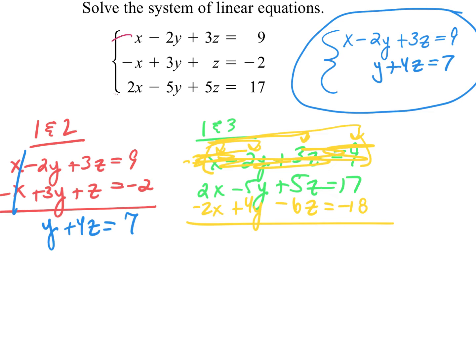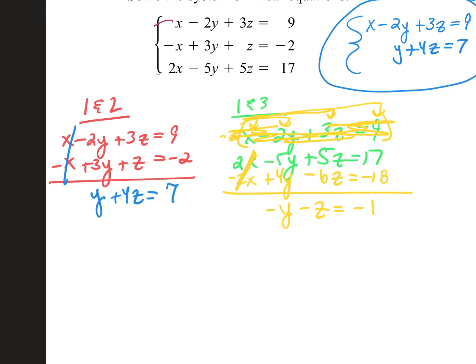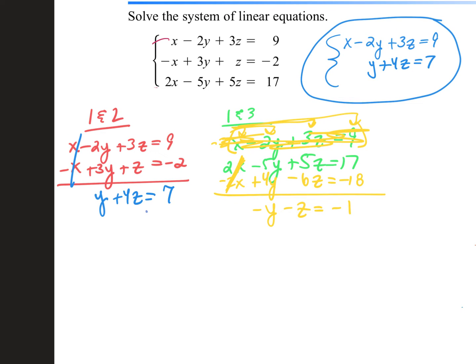Now we combine. What happens to my x's? They cancel. Negative 5 plus 4 is negative y. 5 minus 6 gives me negative z equals 17 minus 18 is negative 1. Agreed? Now, I have my first equation that has x, y, and z. I have my second equation that has y and z. Now I need my equation to be just z. What do you think I do from this point? Anybody have an idea? I'm going to take these two and do what with them? I'm going to combine them.